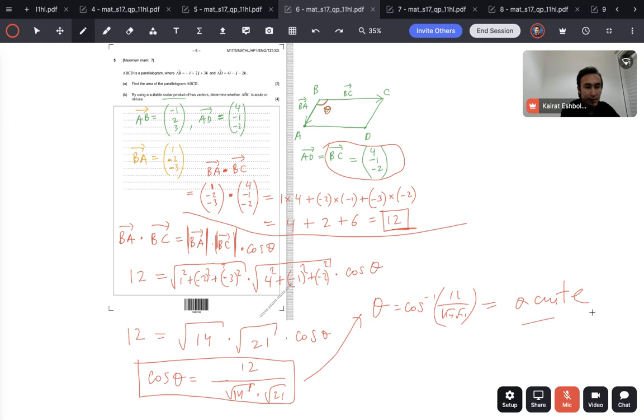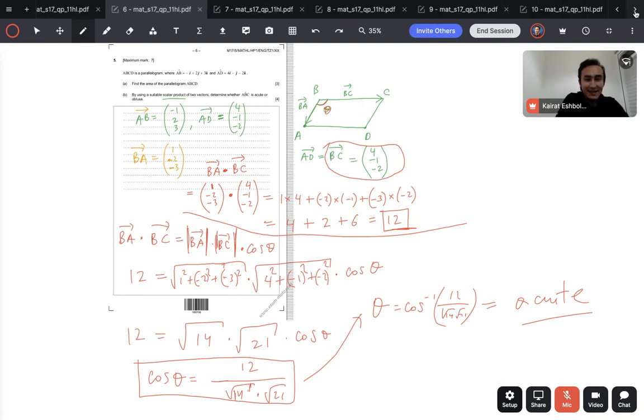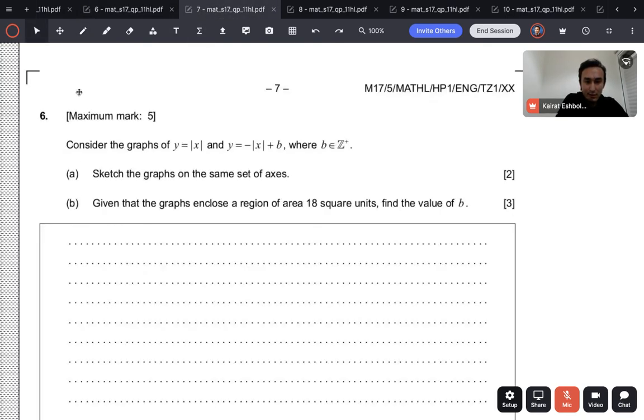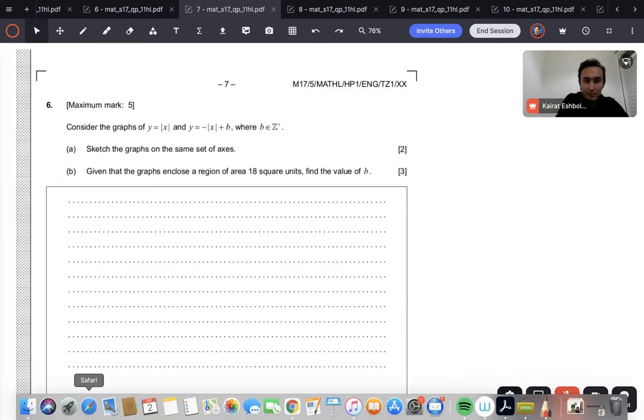Please use the calculator to find out the actual value of cosine inverse of 12 over root 14 and root 21. Okay, so in this question we have used cross product and dot product. Please rewatch this segment again to understand it in more detail. Okay, guys? Thank you for keeping up so far. It's not been easy, but I think this question will be very easy actually.